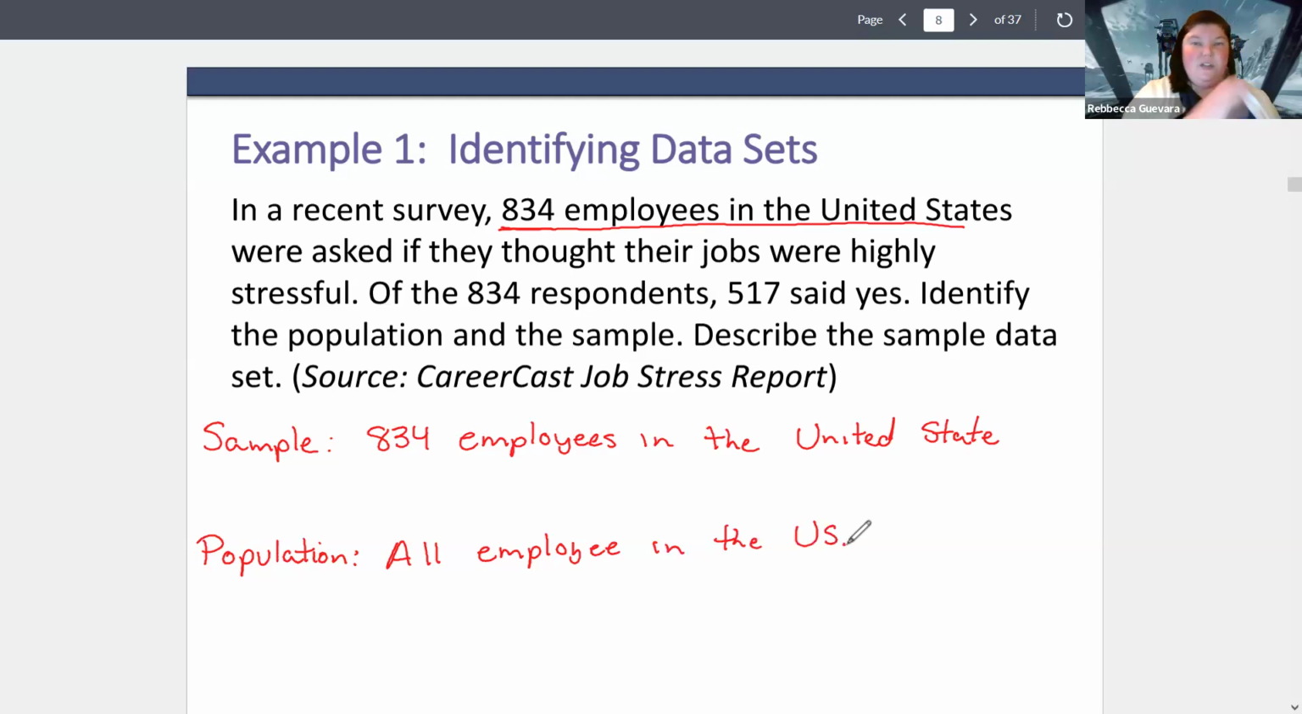So your sample, like I said, is always a small portion of it. Your population, it's always everybody. So technically we say it's all. Usually you won't see a number, and we'll just say, what's your population? Employees in the United States. So this 'all' doesn't always get included, but it's expected that that's really what we're looking at, everyone. How would I describe the data?